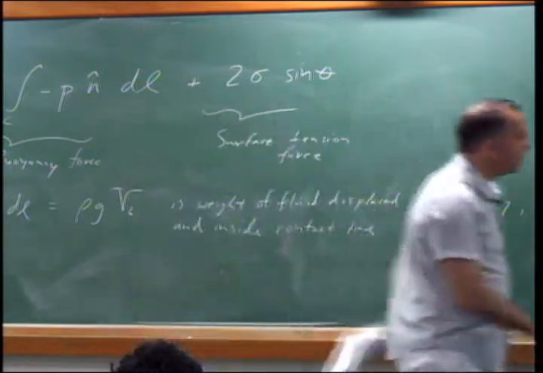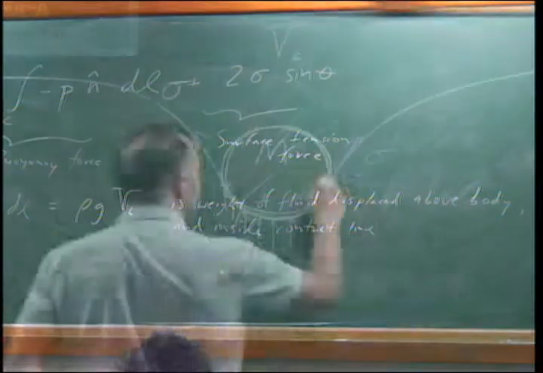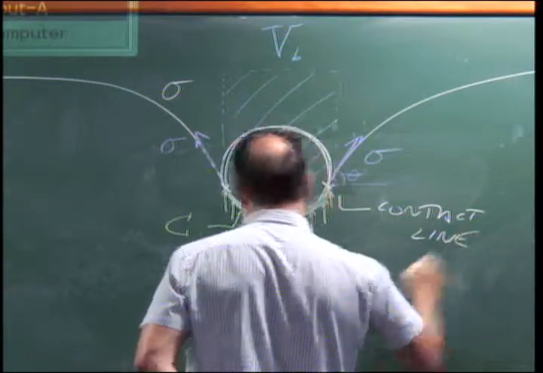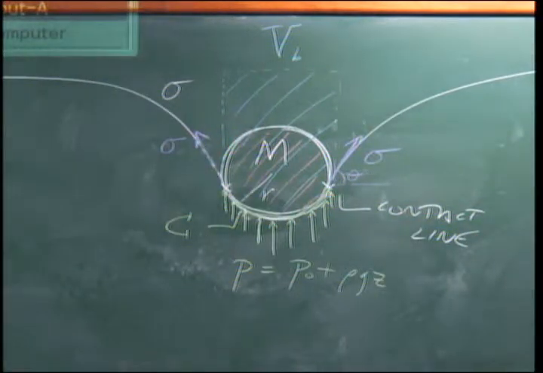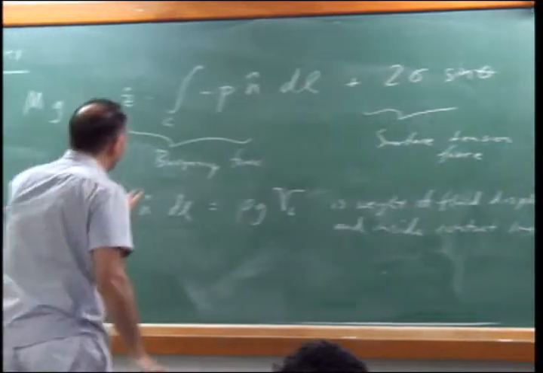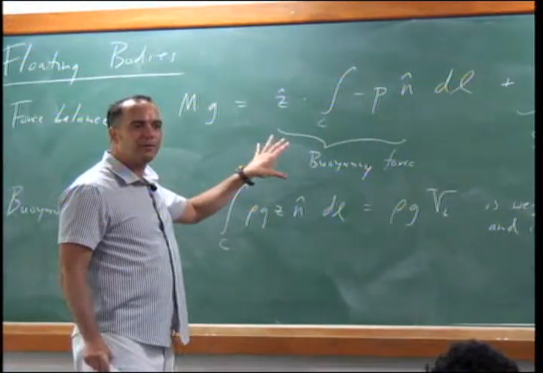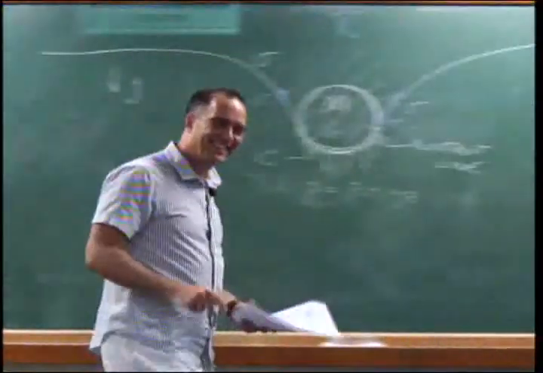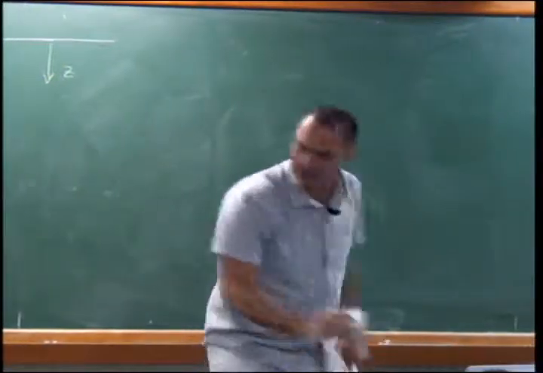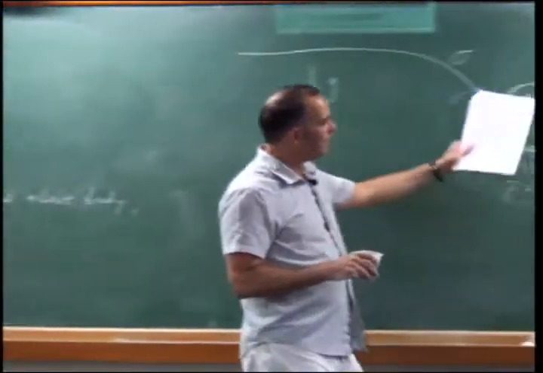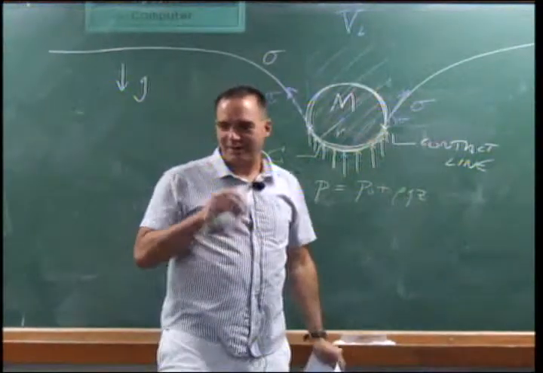So again, these are the contact lines here. If this was all there was, then Archimedes' principle would have to be revised, right? But Archimedes actually got it right by accident, because we'll see that this surface tension force is going to be precisely equal to the weight of the fluid displaced outside of the contact line. Okay?